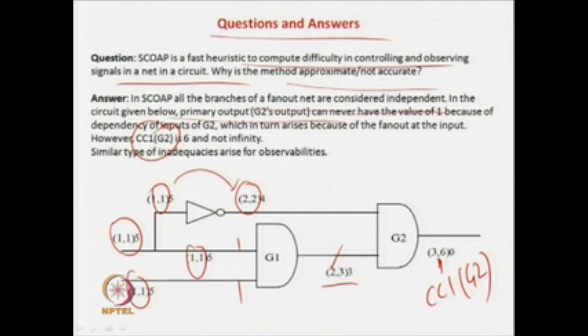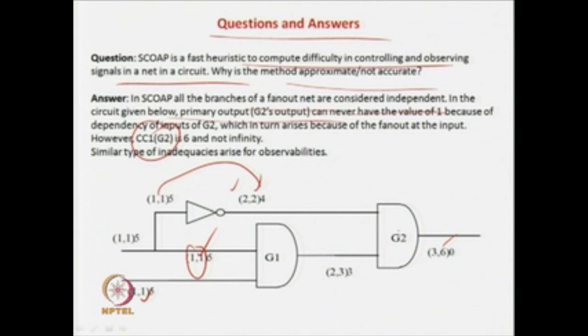How difficult is it to get a 1 over here? It is the difficulty to get a 1 over here and a 1 over here, which is 1, 1 in this case. So, 1 plus 1 plus 1 is 3, and for the inverter it is just a level shift, so 2, 2. Now we have 2, 2 over here. How difficult is it to get a 1 over here? It is minimum of 2 and 2 plus 1, that is 3. And again, how difficult is it to get a 1 at this net? The difficulty to get a 1 at this one is 2, and at this net it is 3 plus 1. To control this net to 1, we get the value 6.